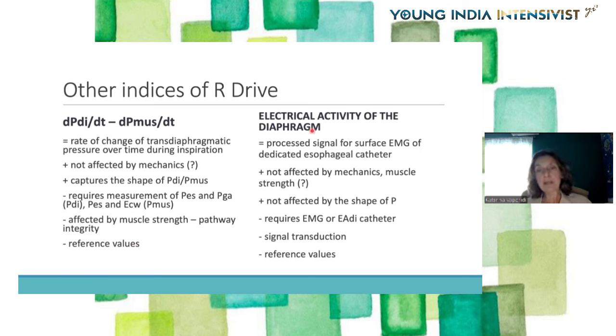The electrical activity of the diaphragm, the slope of the electrical activity over time, is a processed signal that is probably not affected by mechanics and muscle strength. It is not affected by the shape of Pmus, but it does require a special catheter to measure it. And there are significant issues in the signal transduction that also preclude any reference values.